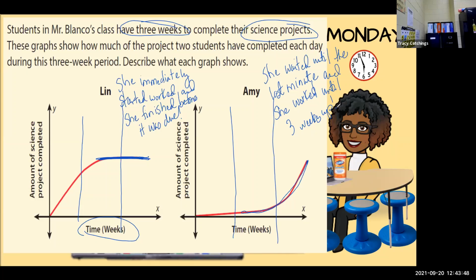She waited until the last minute and she worked until 3 weeks up. And that's a lot of it. Ms. Kessie will remind you as soon as she posts that assignment, go ahead and get it finished. I'm still reminding y'all, still going in one ear and out the other. I'm giving you progress reports, it's still going in one ear and out the other.